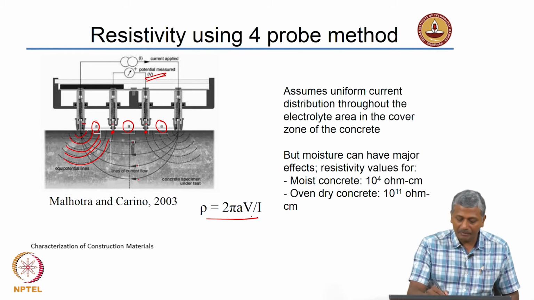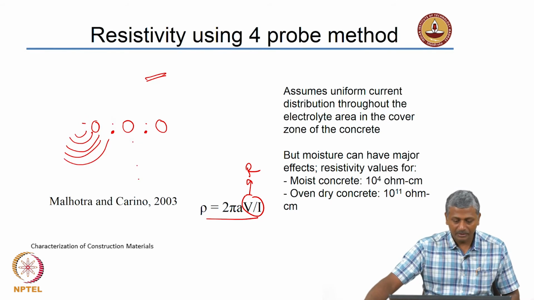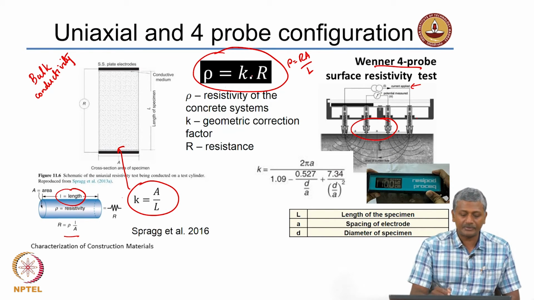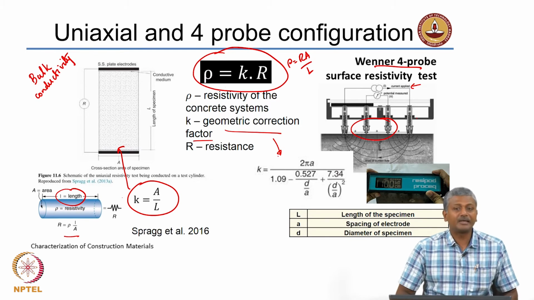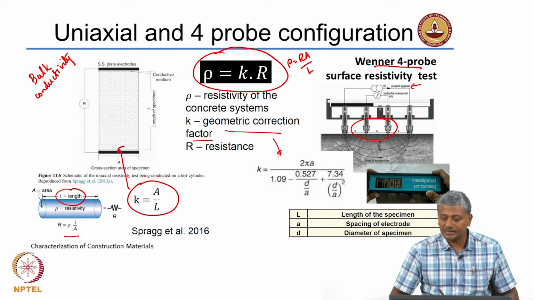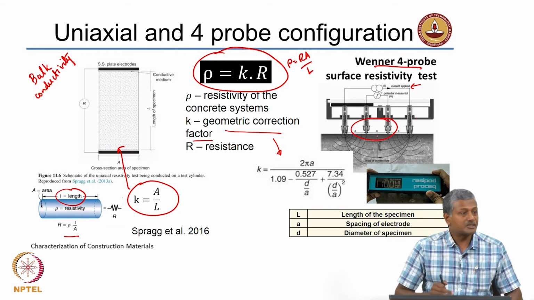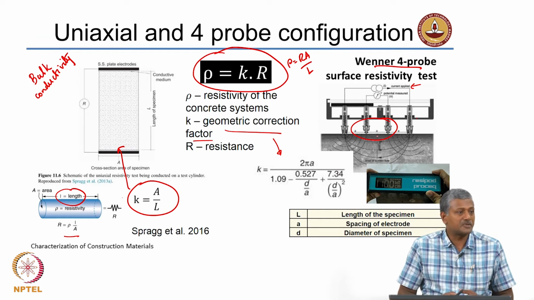Now, what is V by I? That is nothing but R, but where did this 2 pi A come from? It comes from this expression here that I showed you previously. For resistivity of concrete systems, rho is given as K times R. K is the geometric correction factor which we need to apply in this case. It is a little bit more complicated than what we had in the case of the bulk conductivity experiment where the path of flow is perfect. In this case we need to consider the effect of the size of the specimen and the spacing between the electrodes.